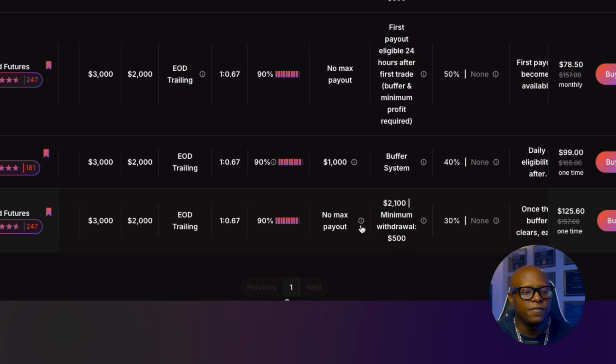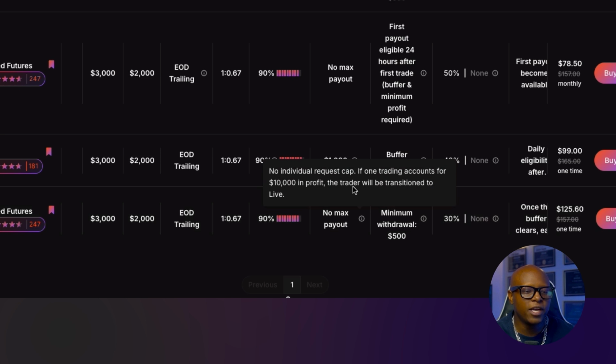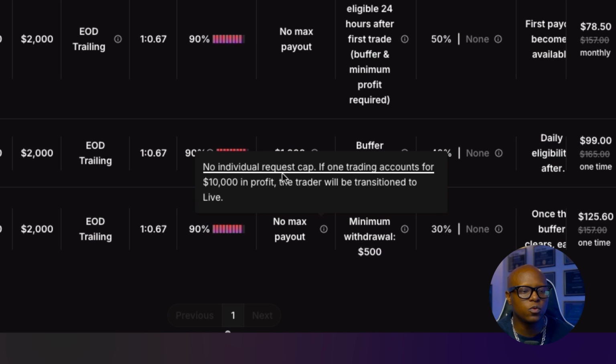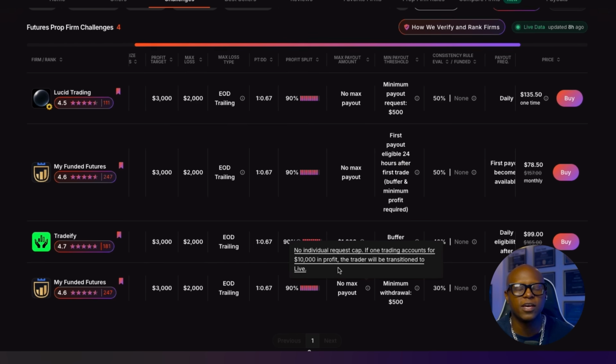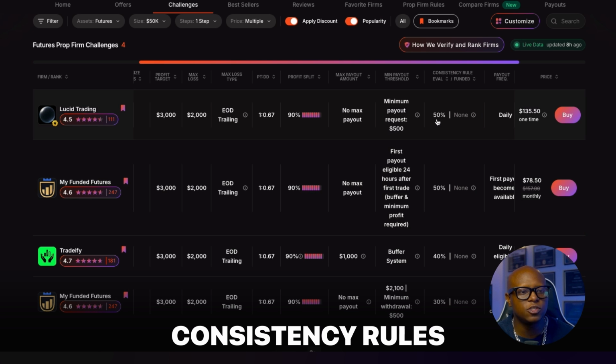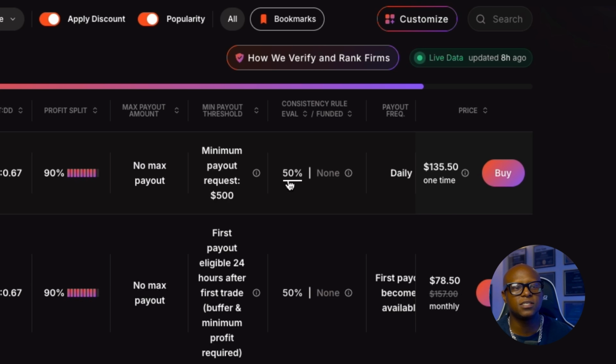For the new MyFunded Futures End of Day account, there is no max payout. It says no individual request cap, but if one trading account has more than $10,000 in profit, the trader will be transitioned to a live account. Now on the Lucid Trading account, you do have a 50% consistency on the evaluation with none on the funded stage.